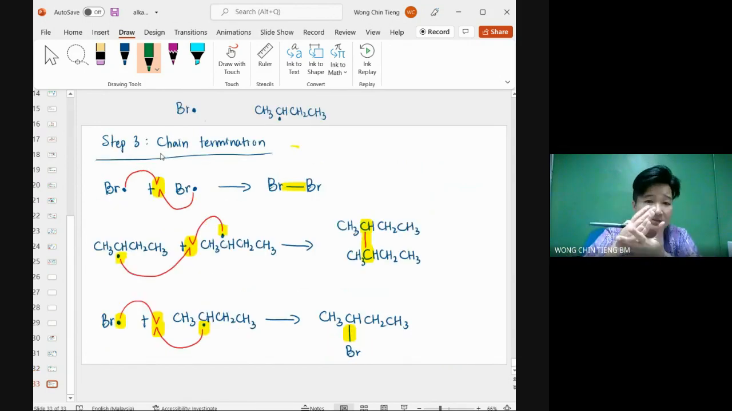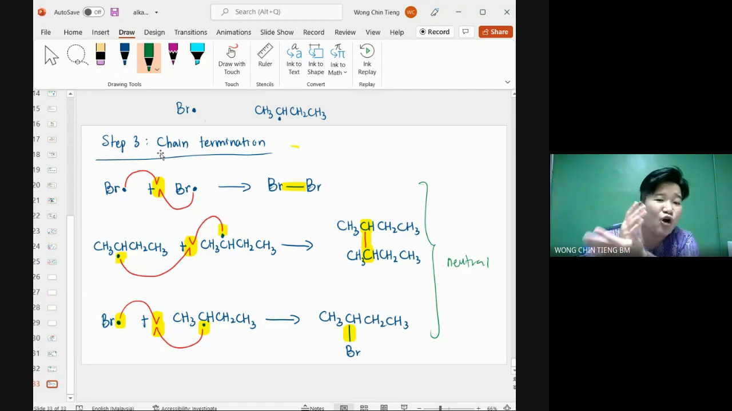Okay? And what is mean by termination? We want to stop everything. We want to terminate everything. So do you realize all the product is neutral? Betul? Dia tak boleh ada free radical dah kat termination because I want to terminate it. I want to stop the free radical. So in your termination, semua adalah free radical tambah dengan free radical. Semua adalah free radical react dengan free radical untuk dapatkan neutral. Dia adalah terbalik dengan initiation. See that? Okay. Boleh.